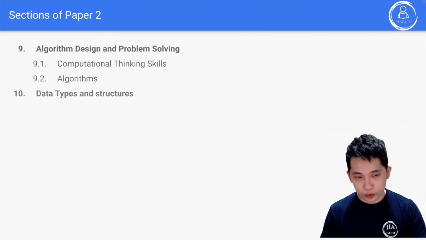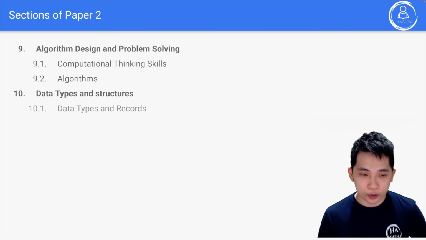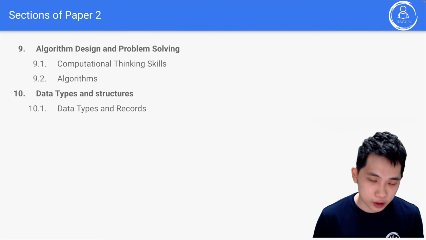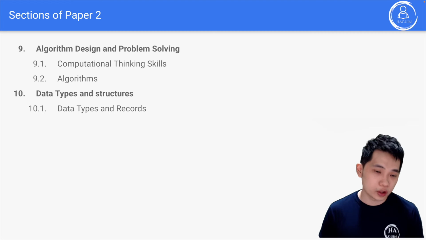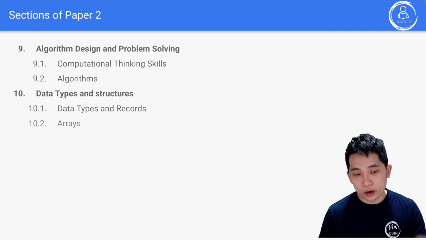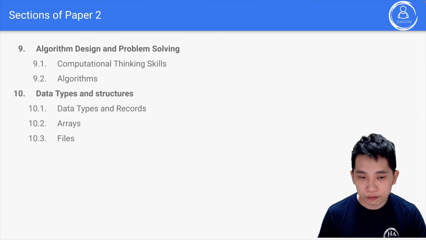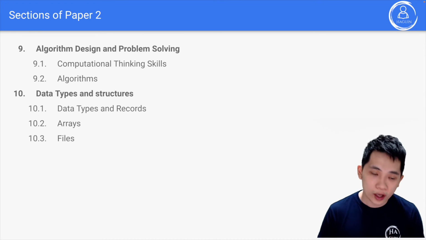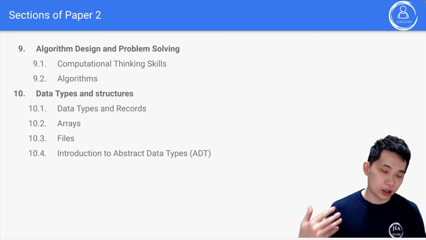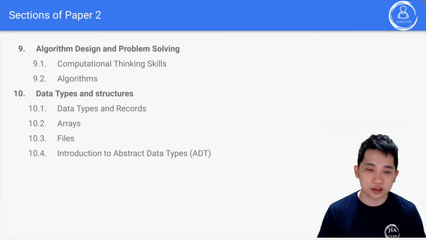For chapter 10, we're learning about data types and structures. So we're learning about different types of data types and records such as integer, string, etc. And then we're learning about arrays. We learn about 1D arrays, 2D arrays. Then we learn about how we can handle files and how we can write pseudocode to handle files. And then we're learning about an introduction to abstract data types such as stacks and queues.